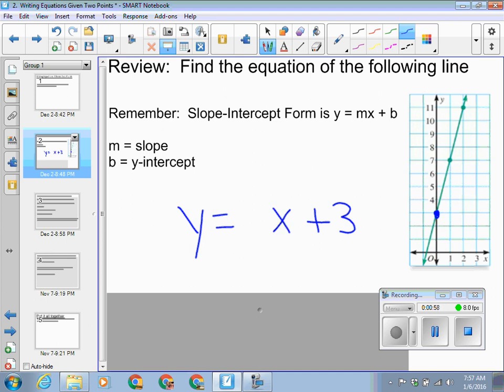So we go from 1 point to 1 point. So we go up 1, 2, 3, 4, and over 1. Our slope is 4 over 1, or just 4. So we have y equals 4x plus 3.